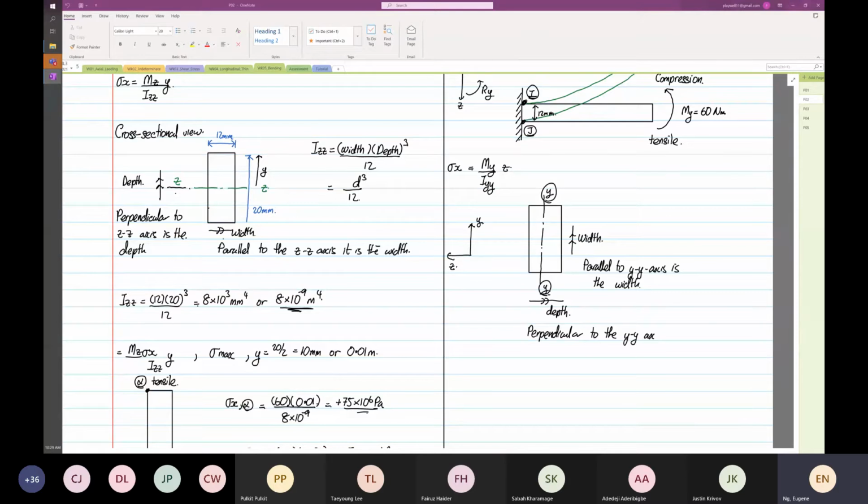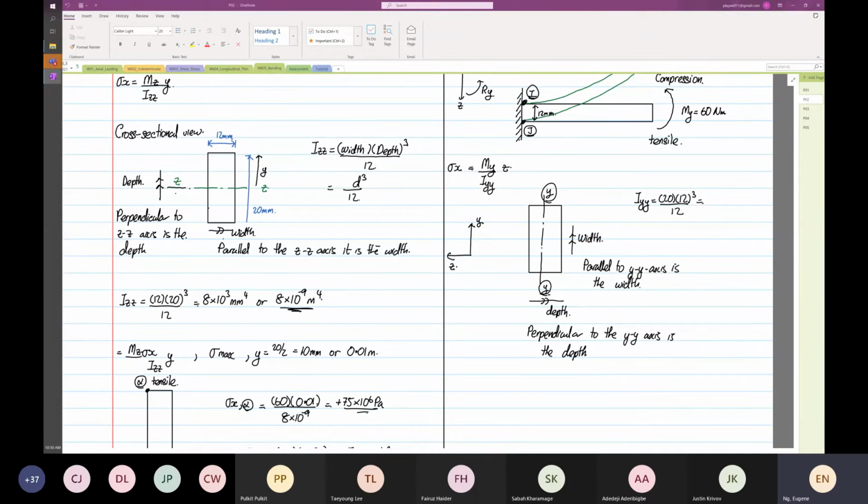So like what I told you guys, nothing to do with English at all. All relative to the what? To the axis of interest. I did not know that. I thought it was English, for crying out loud. So nothing to do with English. So from here, we know that Iyy is equal to 20 multiplied by 12 cubed divided by 12.